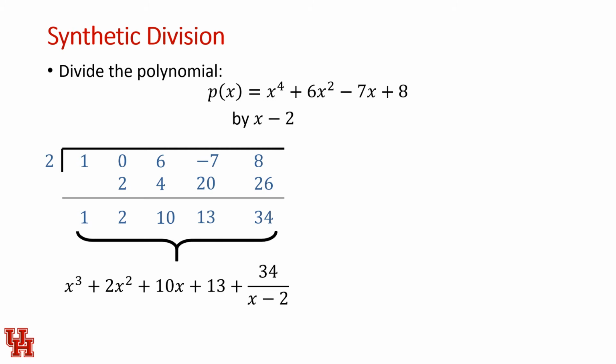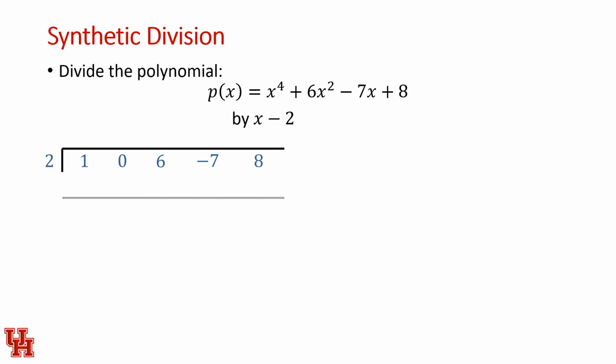We can assign each of the resulting values as coefficients to a polynomial that is 1 order lower than the original. The final coefficient, 34, is the remainder term. This polynomial is the result of the division of p of x by x minus 2. This remainder term is also the result of plugging 2 into p of x and keeping the remainder term as the result.